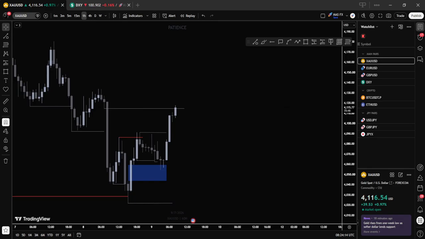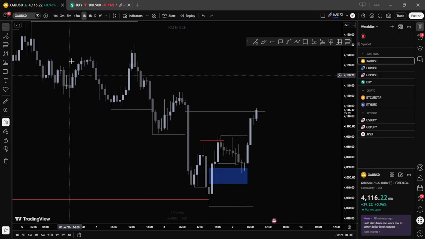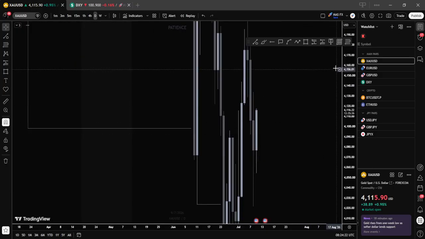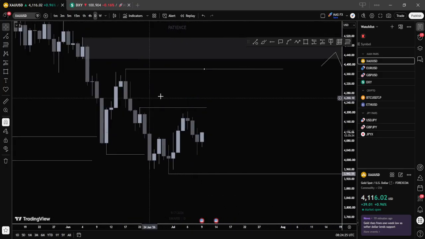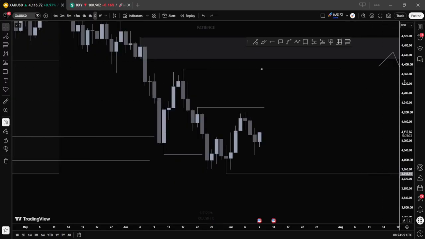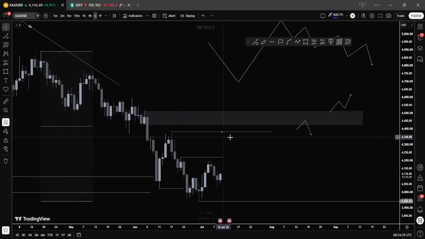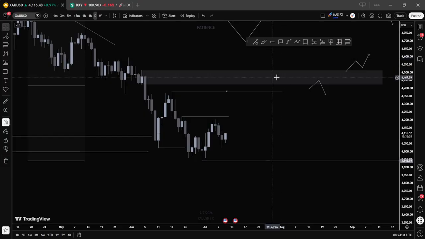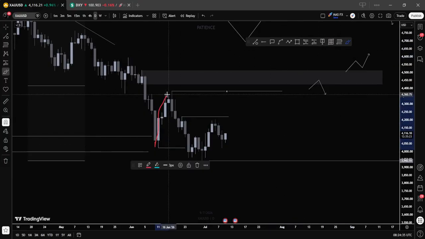We are going to be starting off with XAUUSD, the daily time frame. Let's see what's going on. On the daily time frame, we still have our break of structure over here.